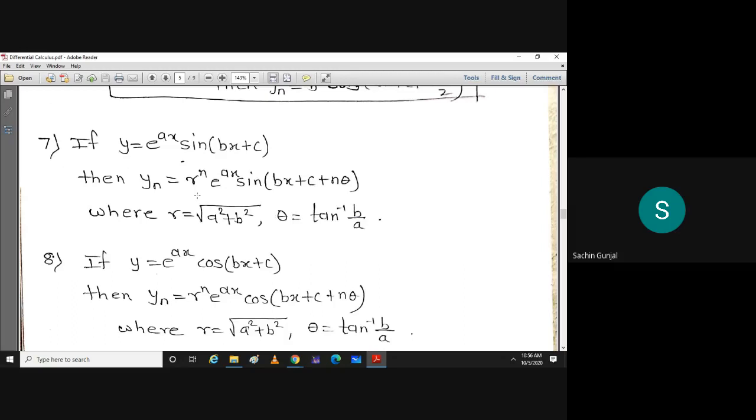Is that clear? Please note this down. If y is equal to e raised to x into sine of bx plus c, then its nth derivative is under root a square plus b square raised to n, e raised to x, sine of (bx plus c plus n into tan inverse b by a).